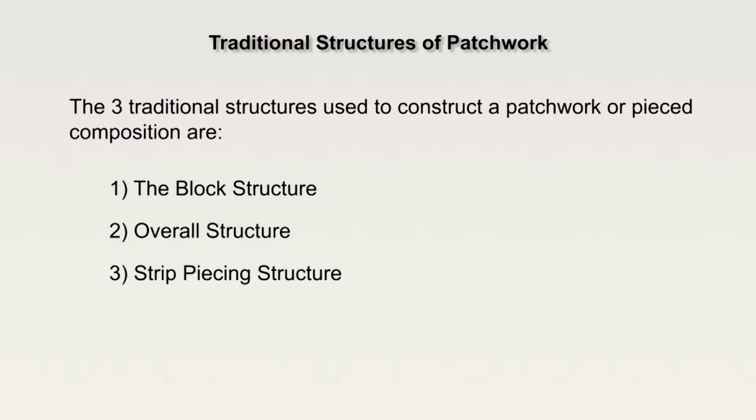Traditional structures of patchwork. There are three traditional structures used to construct a patchwork or pieced composition: the block, overall, and strip piecing. Traditional patchwork has identifying names based on the arrangement of colors and shapes.